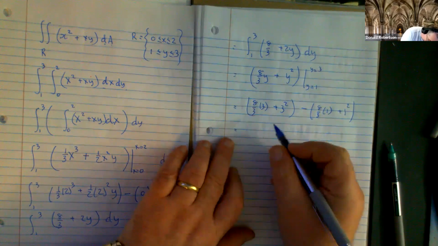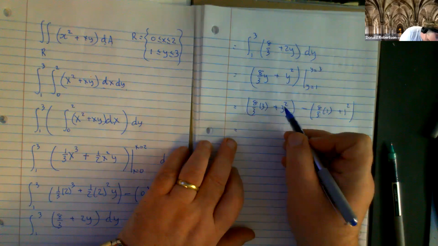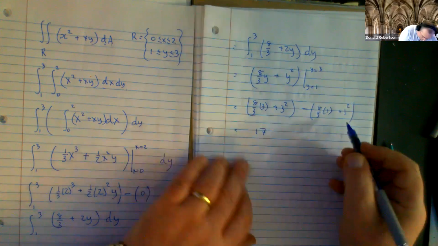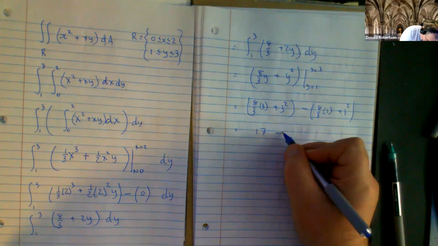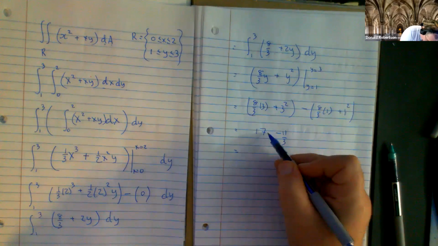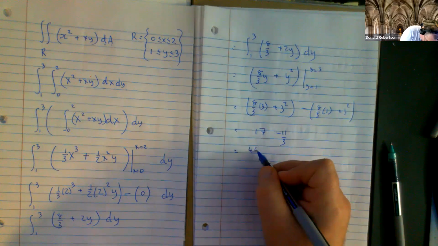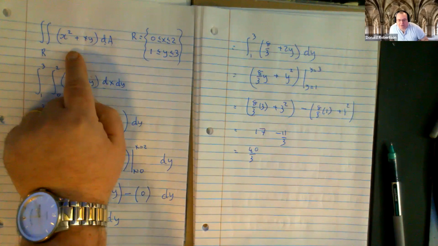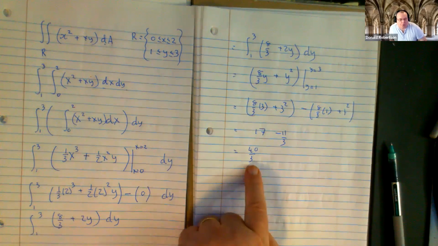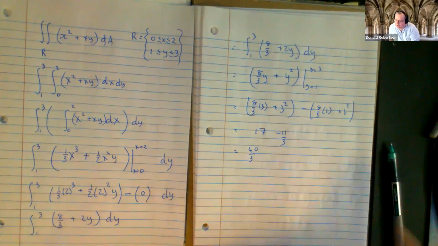And what's that? 8 and 9, that's 17. 1 and 8/3 gets you 11/3. 51/3, take away 11, I believe the answer is 40/3. So this double integral is the number 40/3. Anything about that process that you're not comfortable with, you want me to talk about?